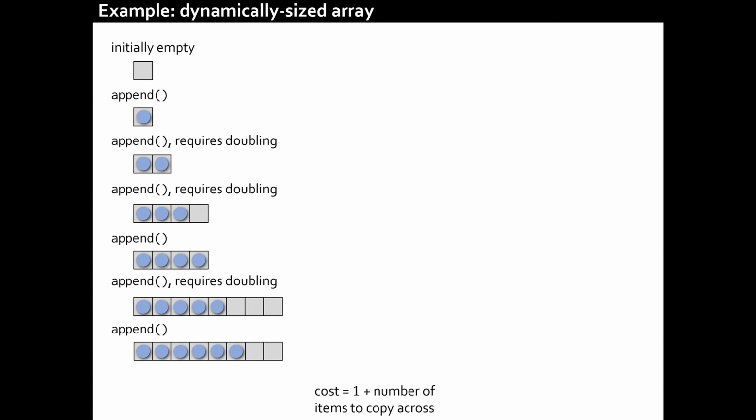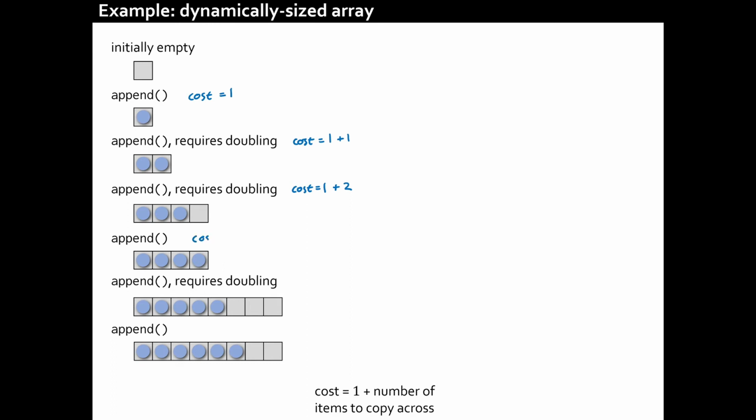So let's just write out what the costs are. For this first append, the cost is 1. We simply write in the element. For this second append, the cost is 1 to write in the element, plus 1 because we had to copy across the old element into the new array of size 2. Next operation, the cost is 1 to write in the new 3rd element, plus 2 because we copied across an array of size 2 into this new array.